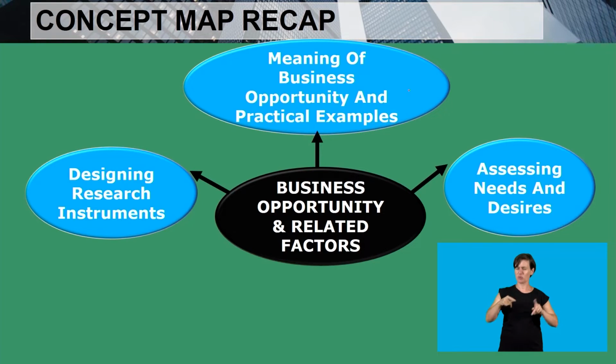We are wrapping up our lesson. Our lesson or topic was business opportunity and related factors. This is what we did. We started with the meaning of business opportunity and the practical examples. We also assessed the needs and desires. Then we concluded by designing a research instrument, how to design a research instrument.